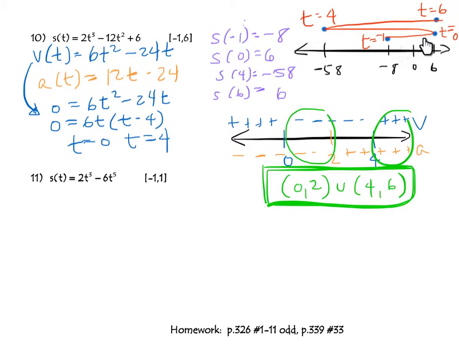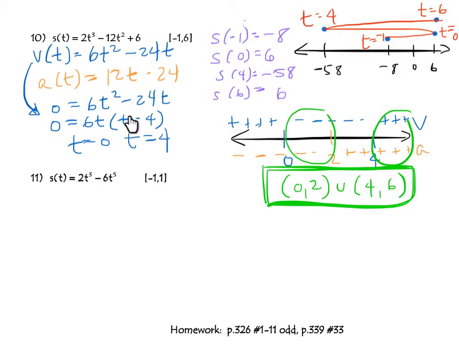So we're moving to the right till we get to 6. Then the object stops, turns around, and goes to negative 58 when t is 4. Stops and turns around and goes to 6 when t is 6. And then the last part of your problem was to find out when the object is speeding up. So it's speeding up when the velocity and acceleration have the same sign.